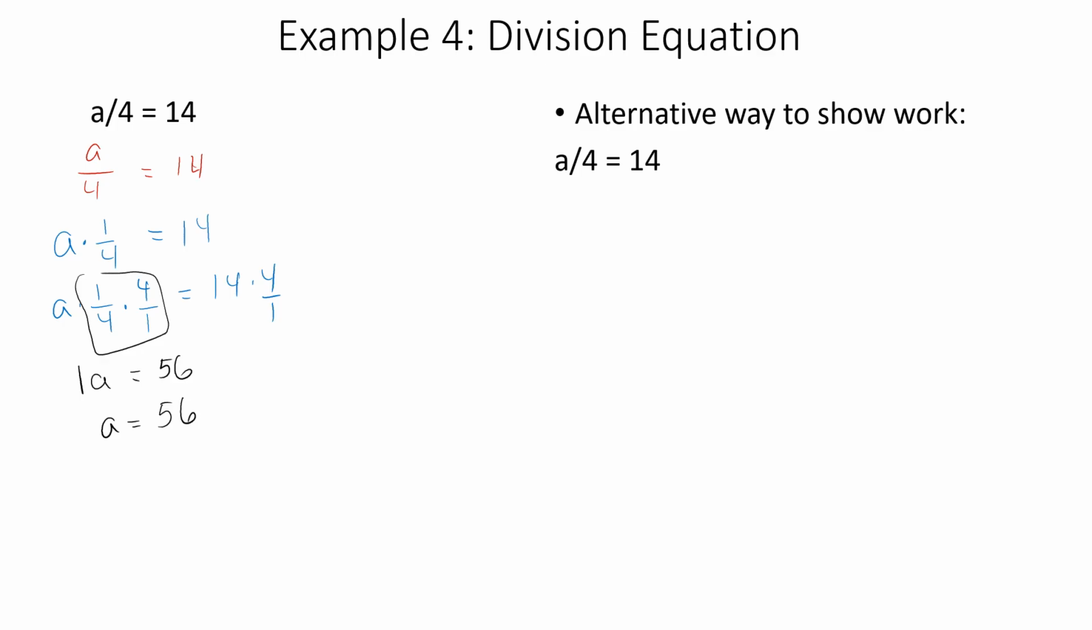A more common way to write it is to sit here and say, what is my operation here? The operation is division. How do I undo division? I undo division with multiplication and multiply both sides by 4. If you divide by 4 and then multiply by 4, they will undo each other, or 4 divided by 4 is 1.